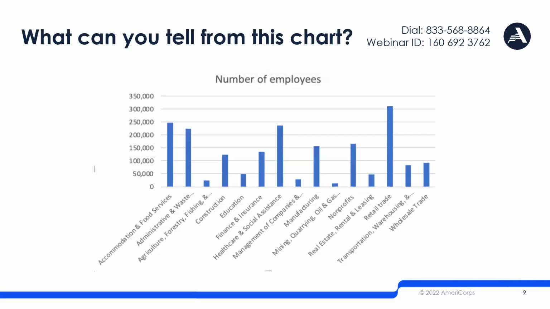Now, what can you tell me from this chart? Right away, you can see some things more clearly. Retail trade is the sector with the greatest number of employees, while mining, quarrying, oil, and gas has the least. However, there's still a lot of information to take in, and it's hard to know what's important.